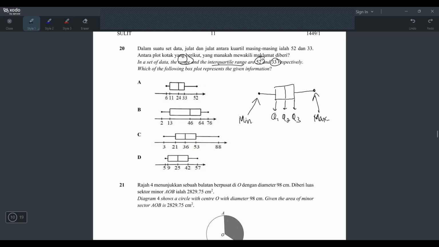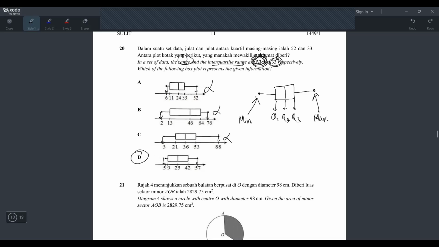So they say the range is 52. Range formula is maximum minus minimum. So if the range is 52, A is wrong, B is wrong, C is wrong, D is the answer. Straight away I know the answer. Let me explain a bit. Range, or julat, means you take the maximum minus minimum. For A, 52 minus 6, you will not get 52. Same with B, 76 minus 2 is not 52. 88 minus 3 is also not 52. But 57 minus 5 is 52. So therefore the answer is D.